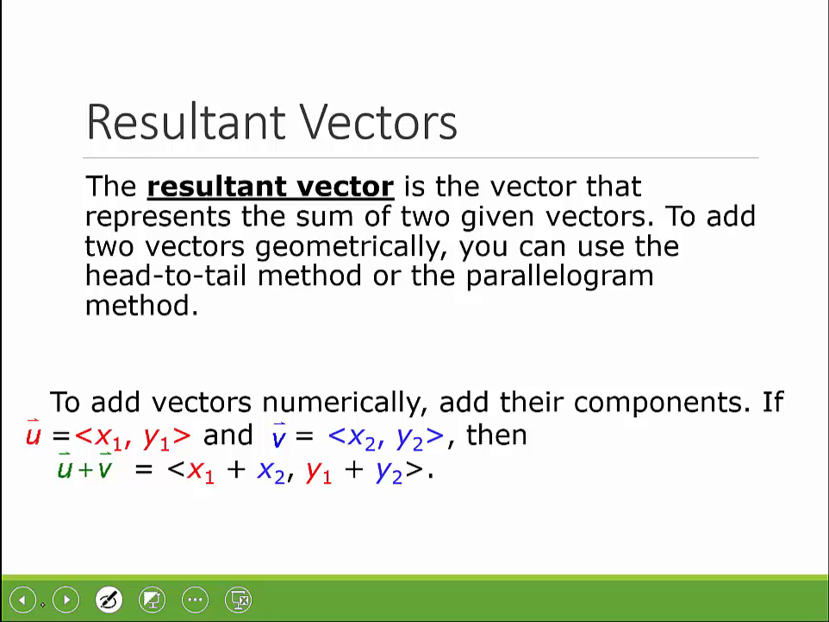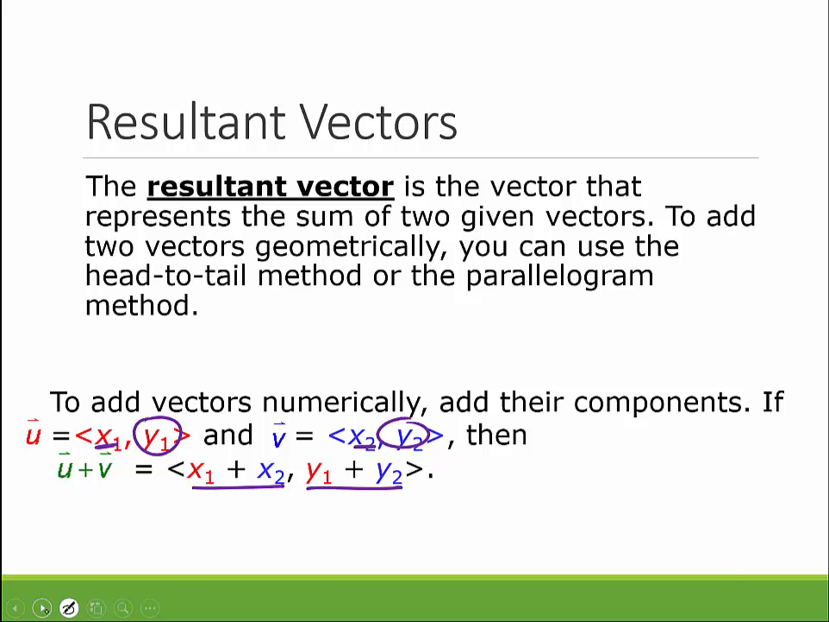All right, last little bit of this. The resultant vector is the vector represented by the sum of two given vectors. To add two vectors geometrically, you can use two things, the head-to-tail method or the parallelogram method, and I'll show you those in a sec. To add vectors numerically, you just add their components. So if you're given components, all you got to do is add the x from this one and this one together. That's your new one. And then add the y's.